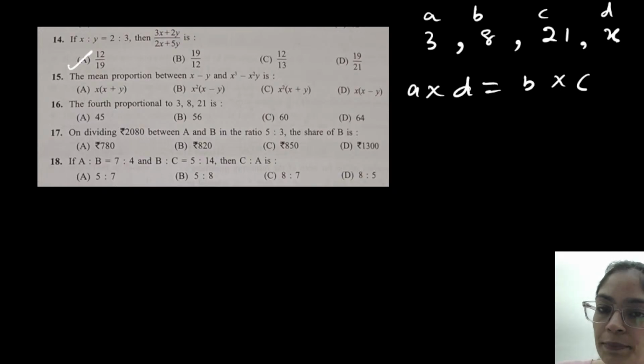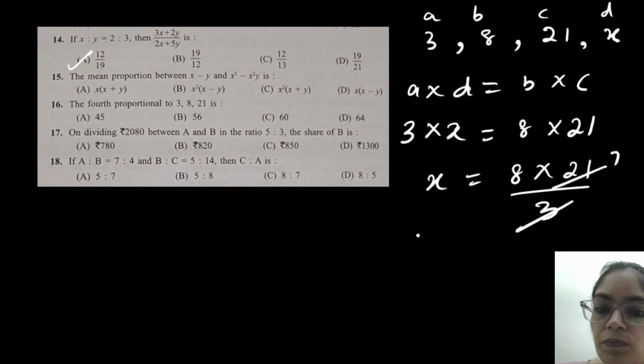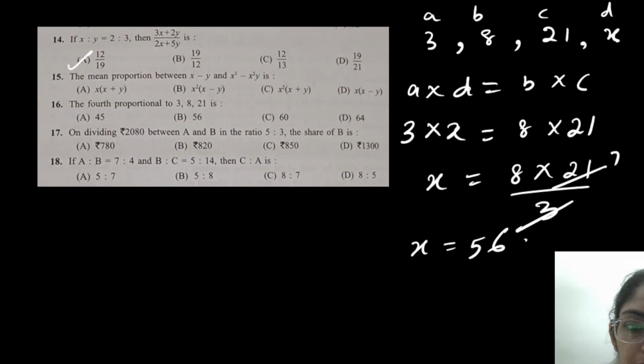This is A, B, C, D. So A into D is equal to B into C. Product of means is equal to product of extremes. So 3 into x is equal to 8 into 21. Then x is equal to 8 into 21 by 3. You can do cancellation: 3 into 7 is 21. So the x value is equal to 56. Shreyasi has given the answer. Even Aditya has given the answer. Good.